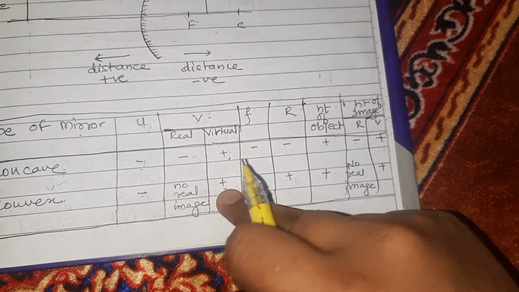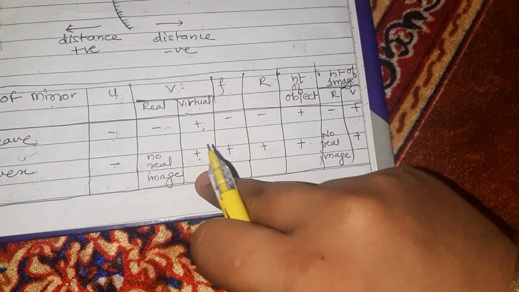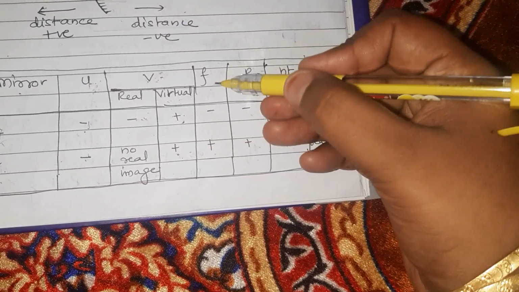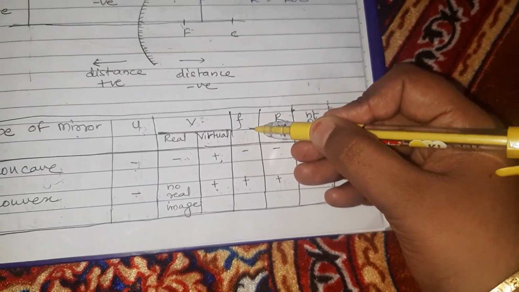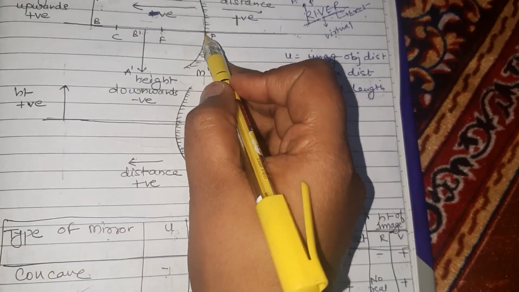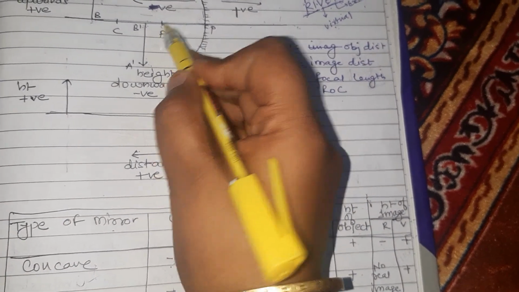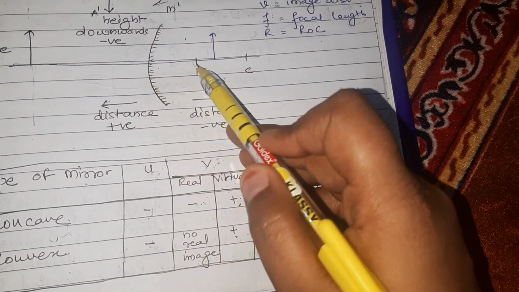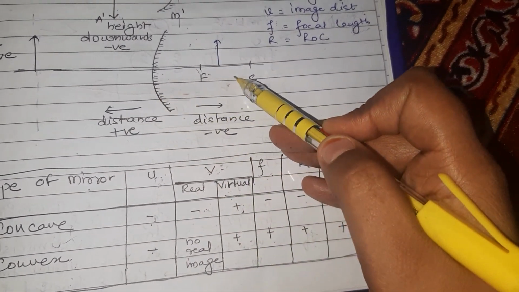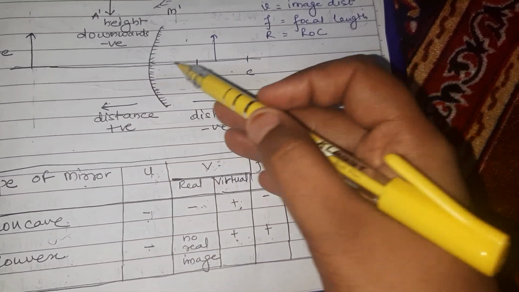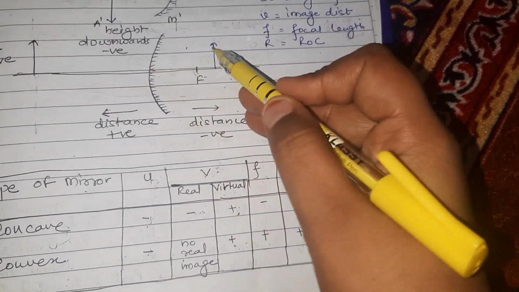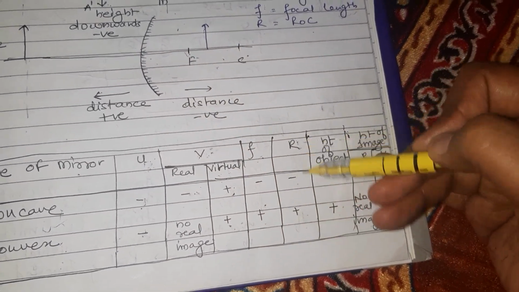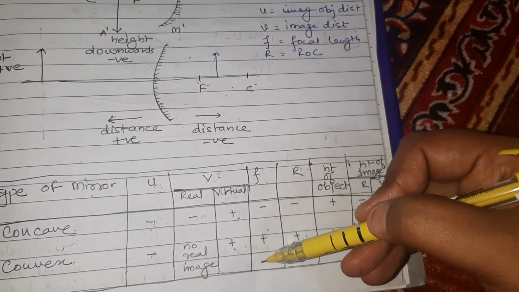Whereas in the convex mirror, always a virtual image is formed, so here also plus sign. Now f is focal length. For the concave mirror we are taking focal length towards the left side, so distance again negative, and for the convex we are taking focus at the back side of the mirror, behind the mirror, so towards the right side, so distance will be positive.